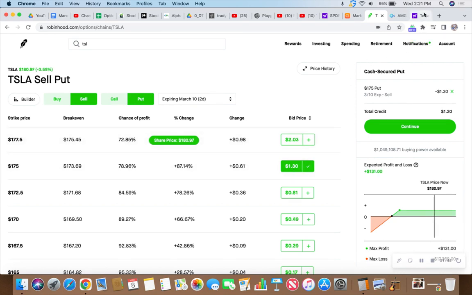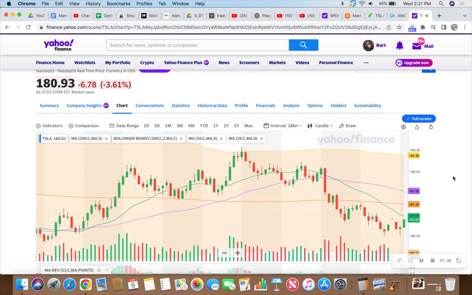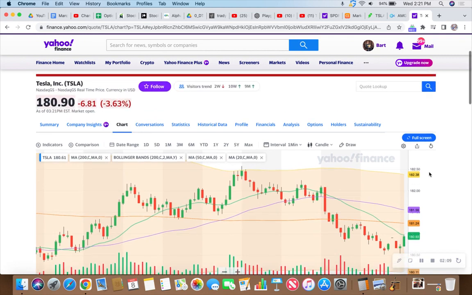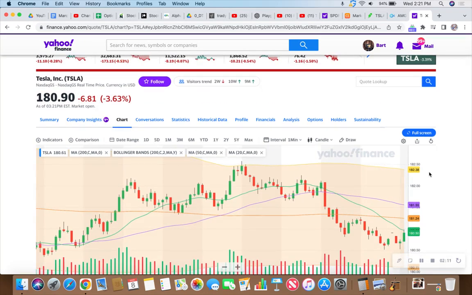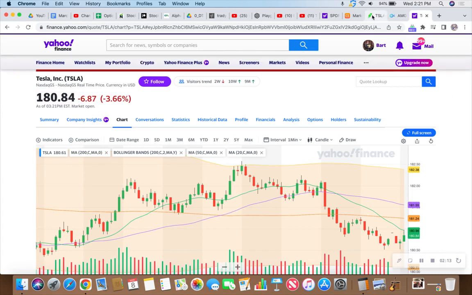Let's go back to it. See what you're doing there. It's a fight. Oh, it's a big green candle up. It is a fight to the finish with 39 minutes left in the trading day. And are we going back down on the seesaw here on the Tesla? 180.88. So our premium keeps going down.